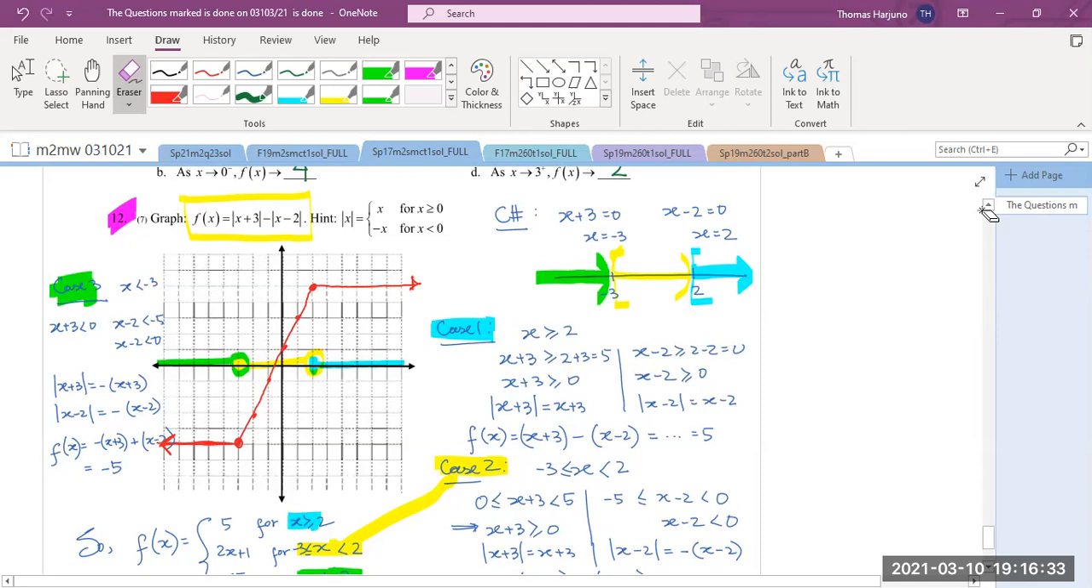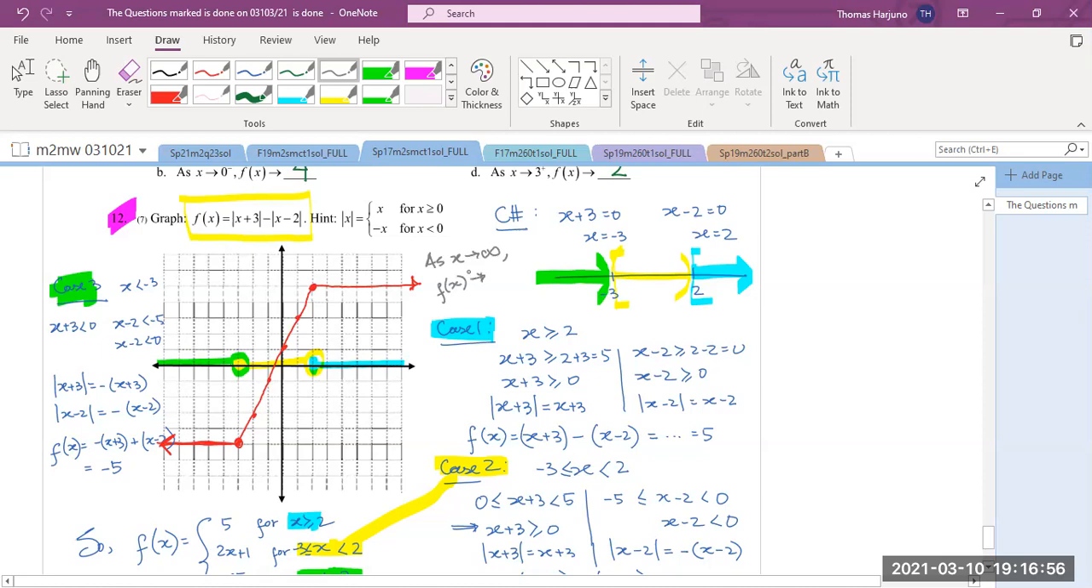But it's still something nice to know. For example, if I ask you to graph this, then can you tell, just for fun, as x goes to positive infinity, what is the value of f(x) approaching?